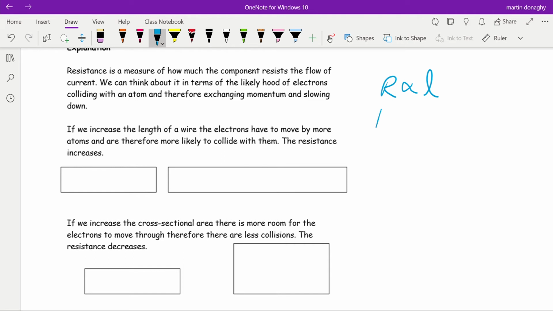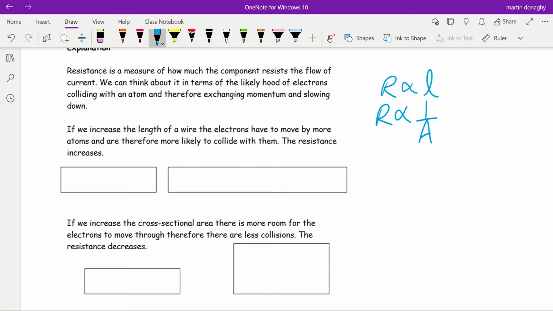In the next experiment, what we discovered was that if we change the thickness of the wire and keep the length the same, and the material and the temperature, that resistance and the cross-sectional area are inversely proportional, i.e., if we increase the thickness of a wire, the resistance will decrease. And in fact, if we double the cross-sectional area, the resistance will halve.